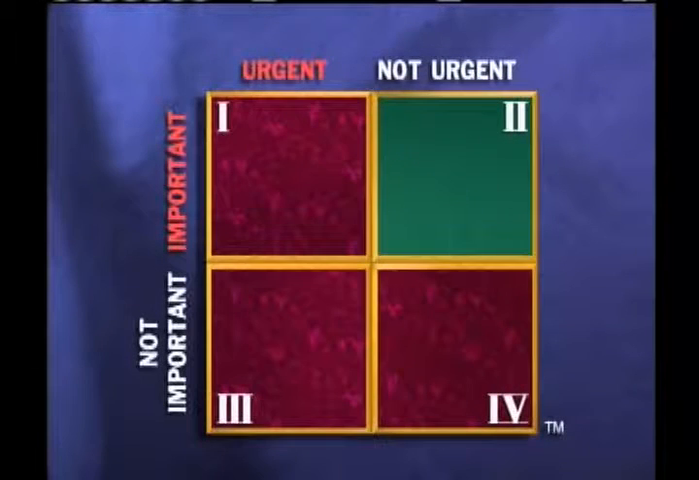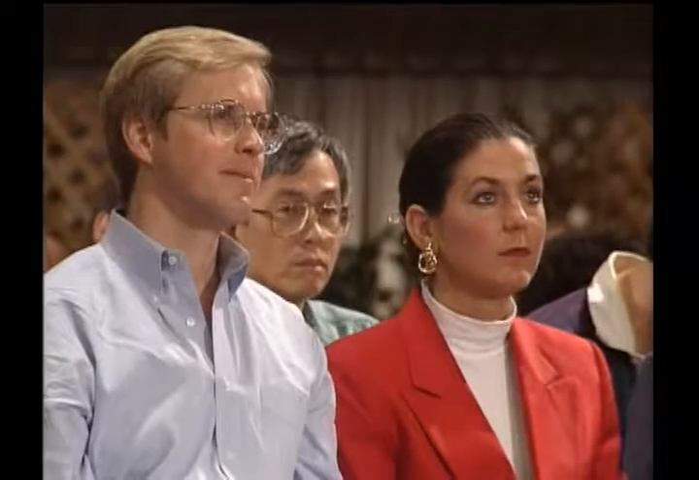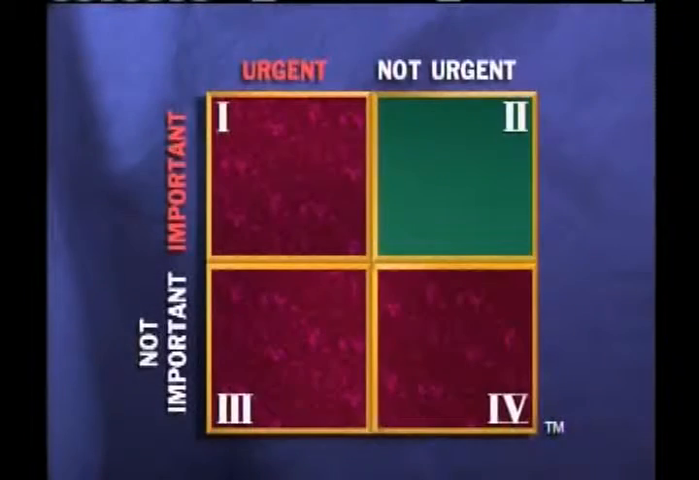Now, quadrant 1, you'll notice, is both urgent and important. It's like that important client that is contacting Elizabeth in her international consulting business. But it's not at a convenient time. But it's a pressing need on the part of that client. Quadrant 1. She needs to attend to it. It's important. It's also urgent.